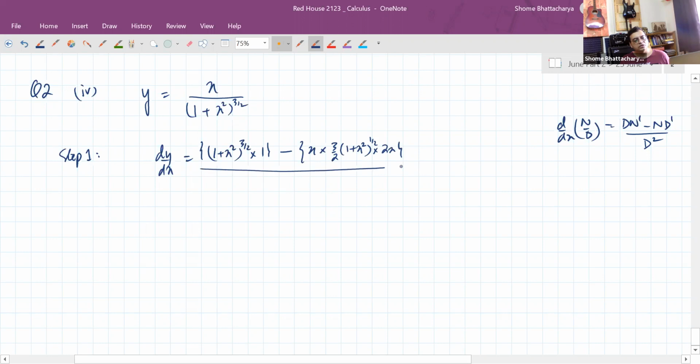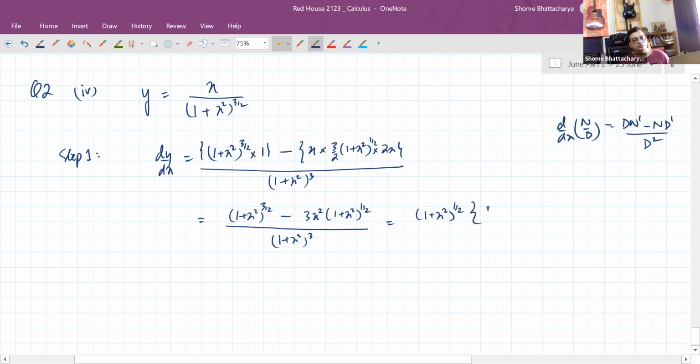Okay. Whole thing divided by 1 plus x square power 3 by 2 whole square. So that becomes 1 plus x square to the power 3. Okay. So now if you simplify this, you can see this is 1 plus x square to the power 3 by 2 minus 3x square, okay, into 1 plus x square to the power half divided by 1 plus x square to the power 3. So we can take square root of 1 plus x square common in the numerator. So we'll be left with 1 plus x square term here minus 3x square.